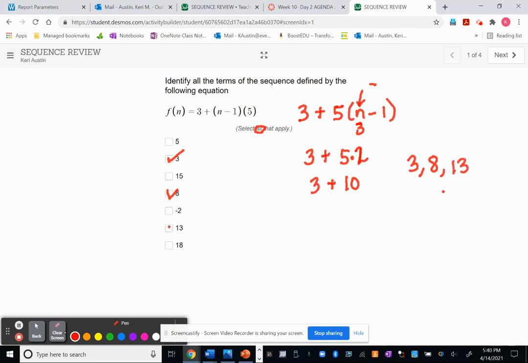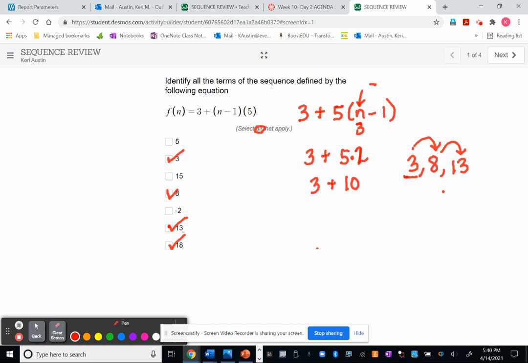So now we could keep plugging numbers in, or we could see if we understand the sequence now. The first term is 3, and it looks like we're jumping up by 5 every time. So let's go see if there's any others. Would 5 make sense? No. Would 15 make sense? No, because the next term after this is going to be 5 more, which would be 18.